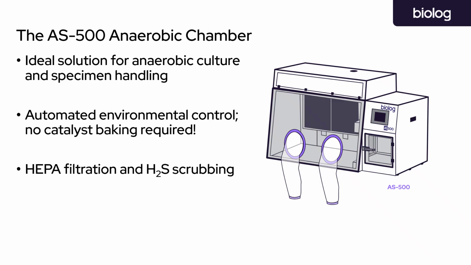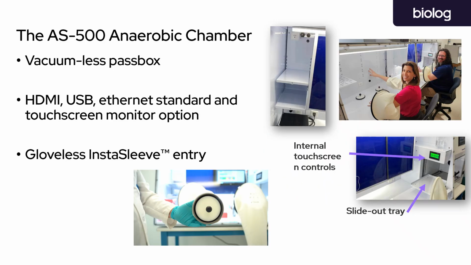Also included in the environmental control system is a HEPA filter, which helps to keep down particulates and spore contamination within the chamber. The AS500 chamber also includes a vacuumless pass box with internal and external touchscreen controls. This means that there's no need to cool your media or disassemble squirt bottles to prevent boiling and leaks, which can be commonly caused by vacuum cycles.